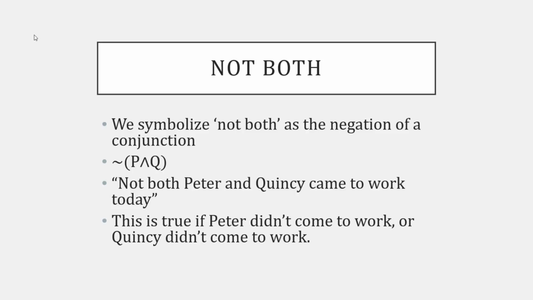But what you would or wouldn't say is, again, one of those human things. It's one of those things about the subtleties of language rather than the truth values of language. This sentence is true in case Peter didn't come, or Quincy didn't come, or Peter and Quincy didn't come. Not both is the negation of a conjunction.